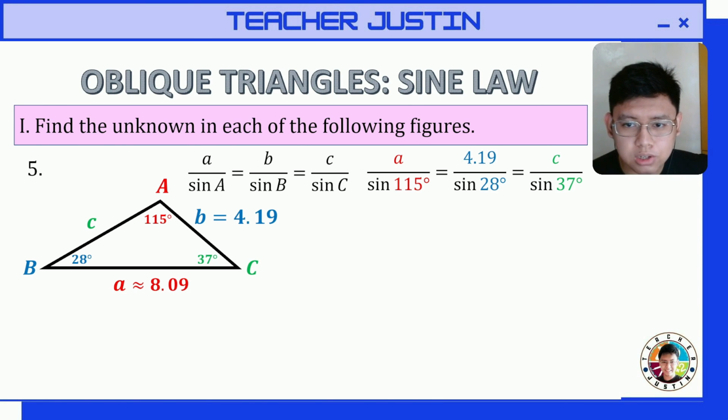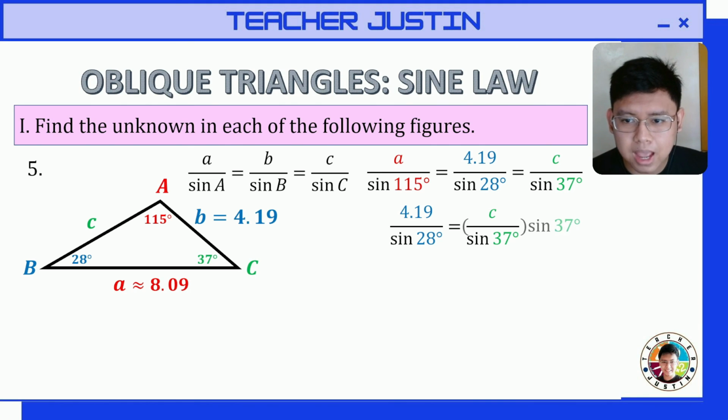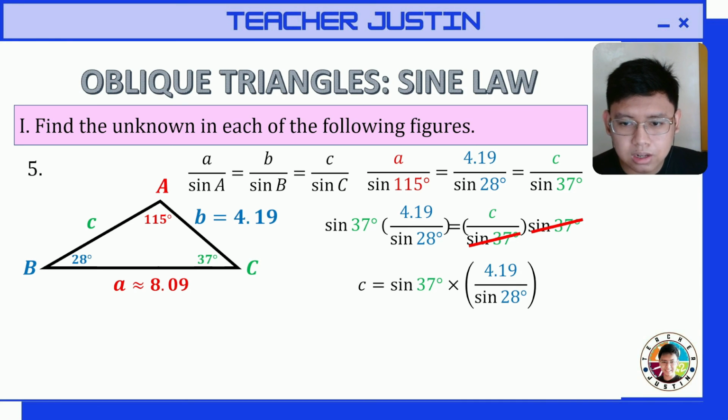So same procedure, kunin natin yung kompletong fraction natin, si 4.19 over sine 28 degrees. Equate natin siya kay C over sine 37 degrees. Now, let's solve for the value of C by multiplying both sides by sine 37 degrees. So, cancel. Now, C will be equal to sine 37 degrees times 4.19 all over sine 28 degrees.